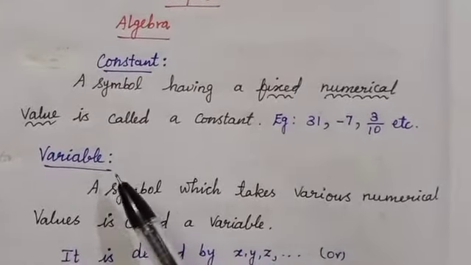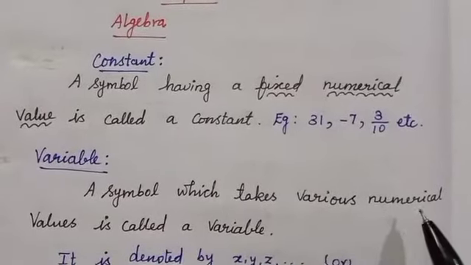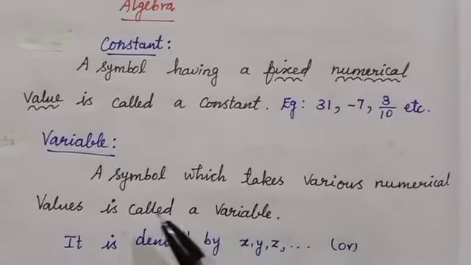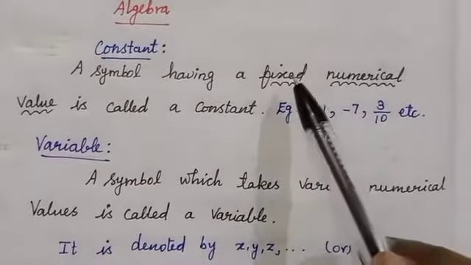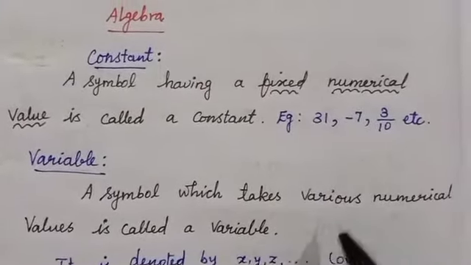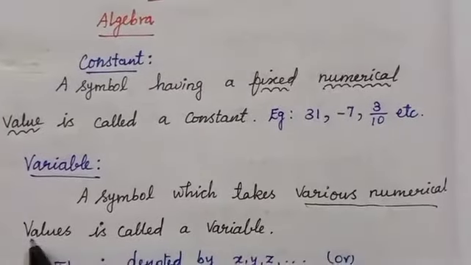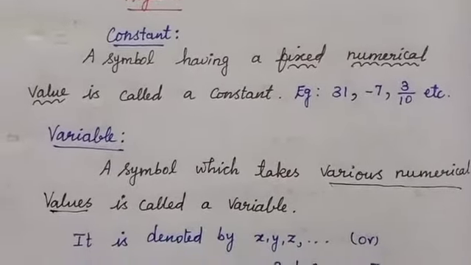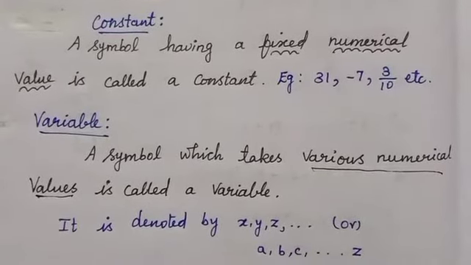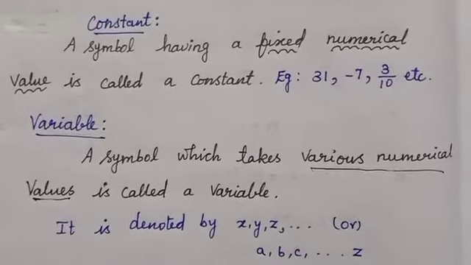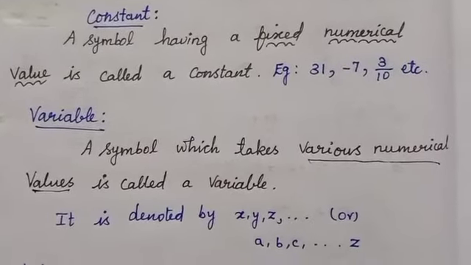Next, variable. A variable means a symbol which takes various numerical values. A constant is a fixed value, but a variable takes various values. It is denoted by x, y, z, etc. Otherwise, small letters a to z: a, b, c, d up to z.